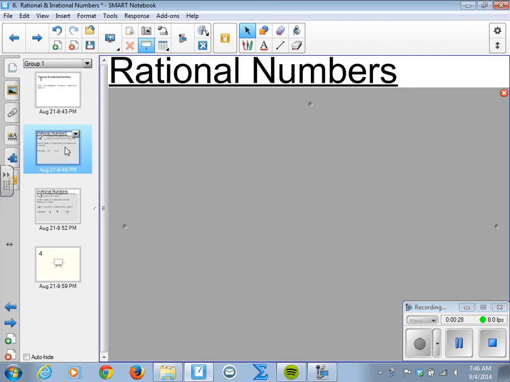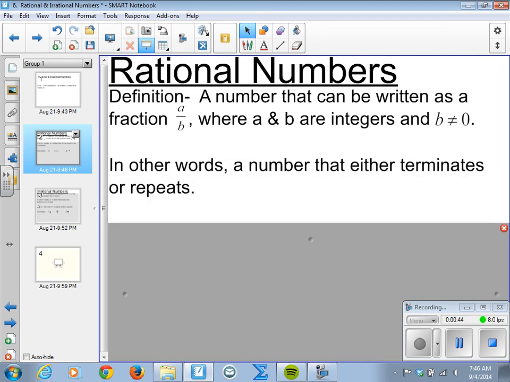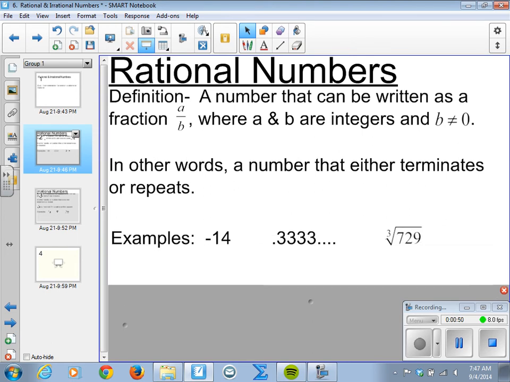So, rational numbers. The definition is a number that can be written as a fraction in the form a over b, as long as a and b are integers, and b, or our denominator, does not equal 0. In other words, it is a number that either terminates, which means ends, or repeats.